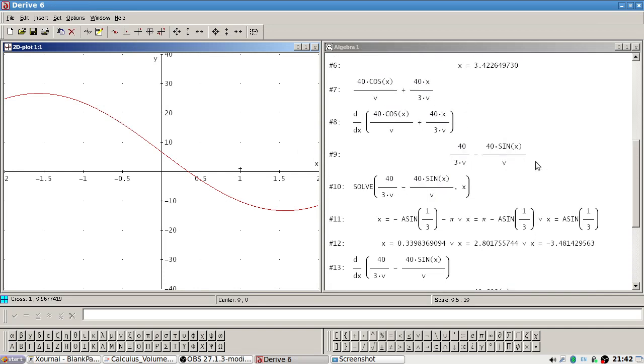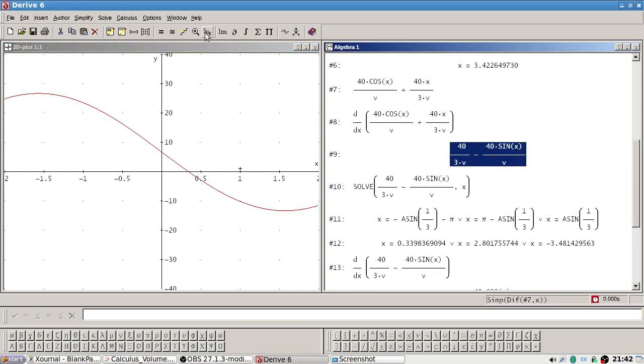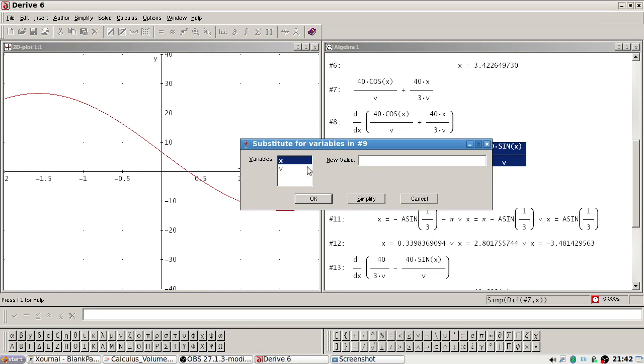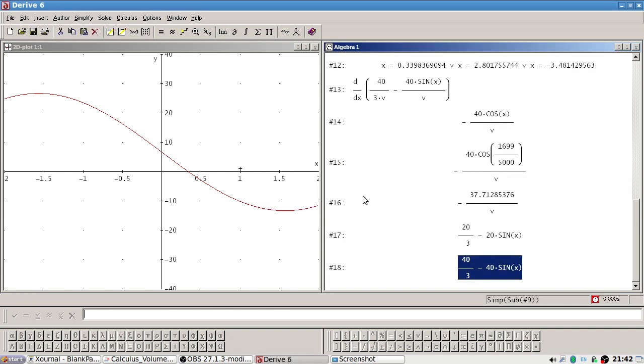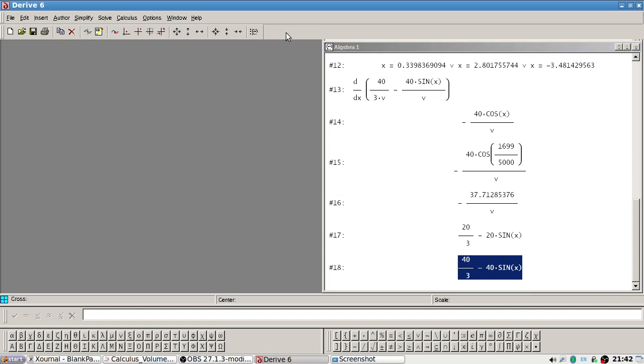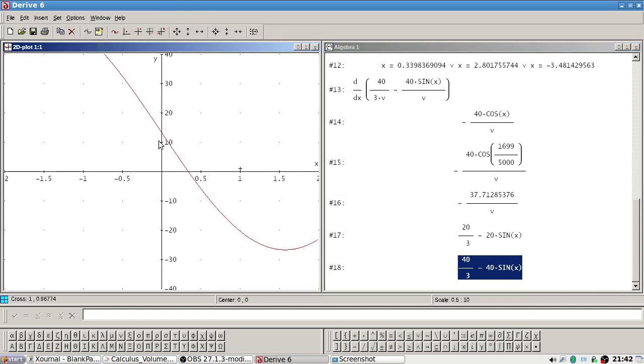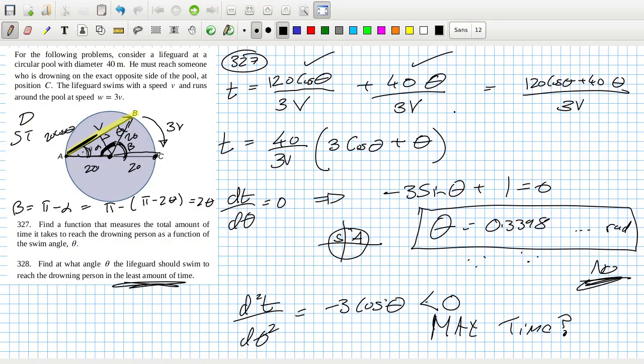Hang on. Okay, let me just sub in a bigger value for v to make it 5. Oh no, maybe it's too big. 1. Okay, and then let's plot that. Zero time doesn't make sense. So when does this formula stop making sense though? That's part of the problem.